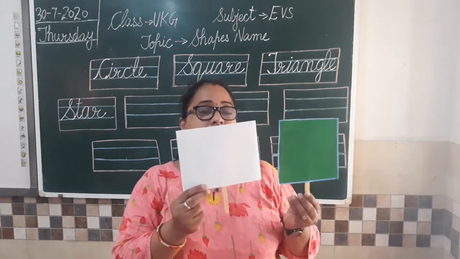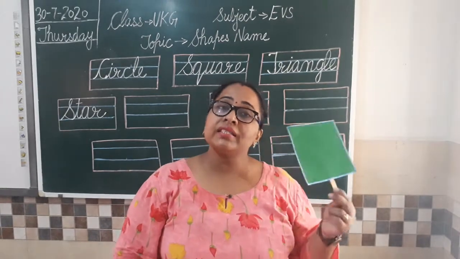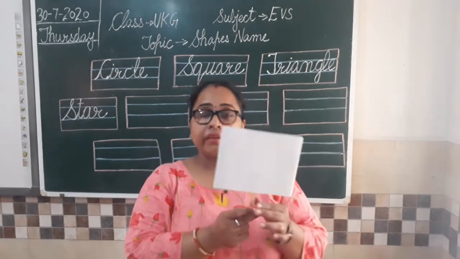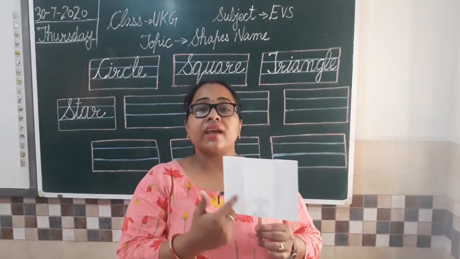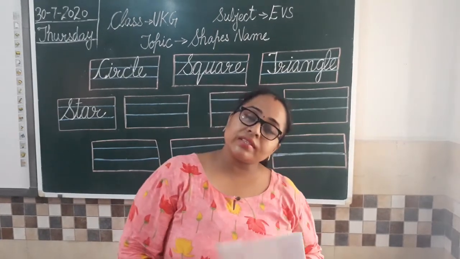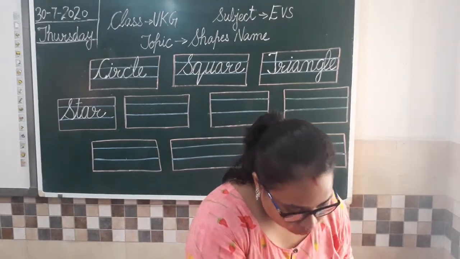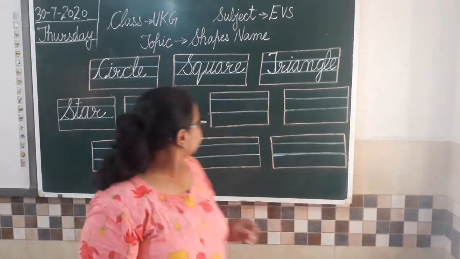दोनों के four sides हैं, but the difference is square के all the four sides are equal और जो rectangle है, its opposite sides are equal. दो long sides equal होते हैं और दो short sides equal होते हैं. Clear? So now we are going to write the word rectangle.